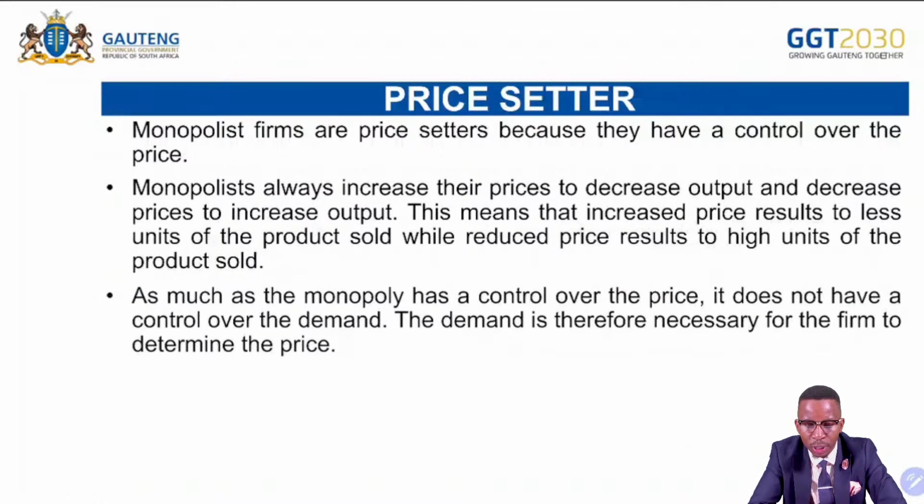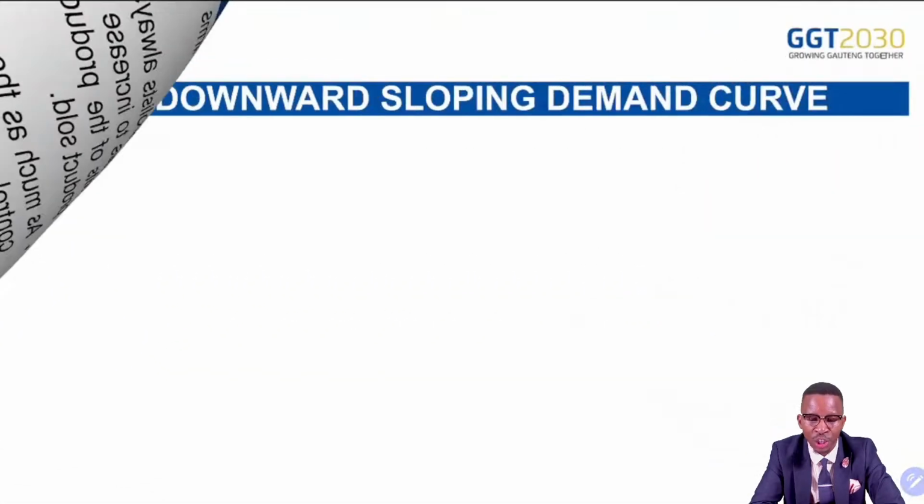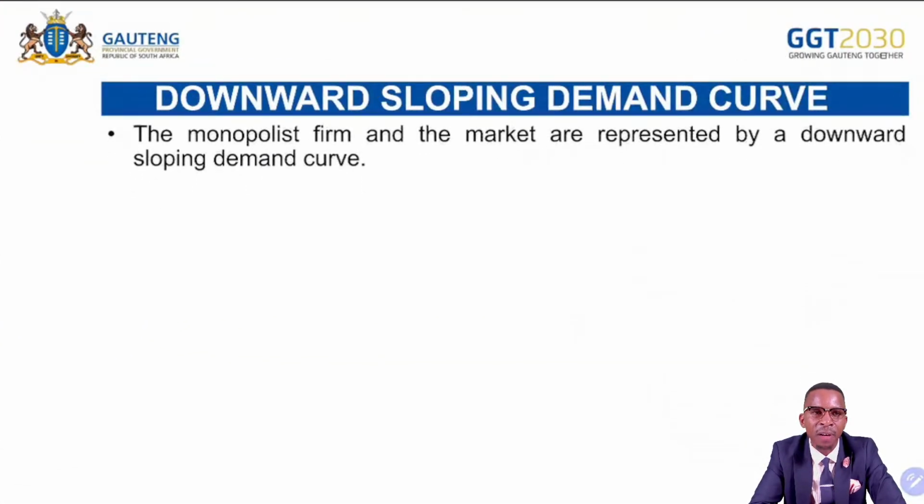As much as the monopoly has control over the price, it does not have control over the demand. The demand is therefore necessary for the firm to determine the price. So the demand acts as a signal to the firm to decide on the price of the product. If there is no demand for the product, there is no need for the firm to increase the price because consumers are demanding less. But if there is aggressively more demand, then producers can increase the price because they see that consumers are in need of the product without any choice. Firms under monopoly are represented by the downward sloping demand curve.